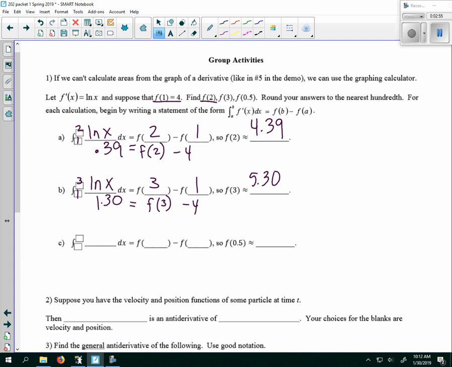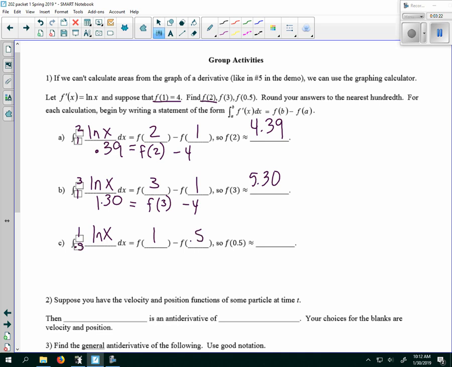Okay, last one, I want to know f of 0.5. So I'm going to integrate from 0.5 to 1, right? I know something about 1, so that has to be one of my bounds. And 0.5 is the one I want to know about. It's smaller than 1, so I'm putting it on the bottom. So I'm going to integrate from 0.5 to 1 of ln x dx, and that should be equal to f of 1 minus f of 0.5.